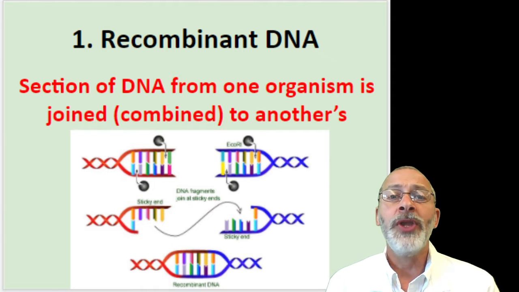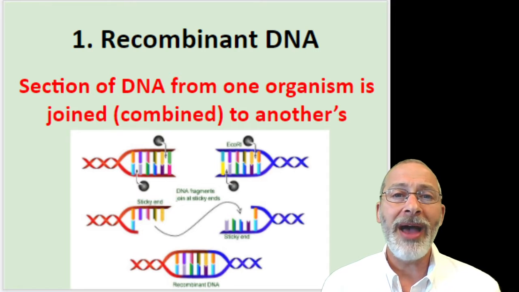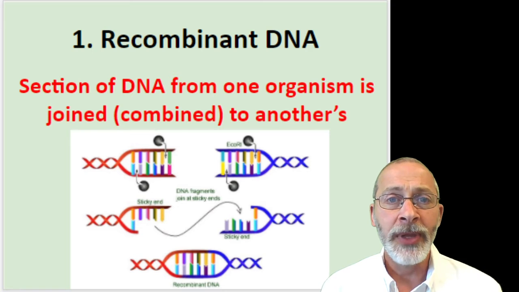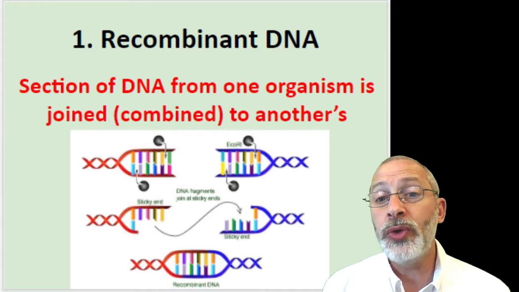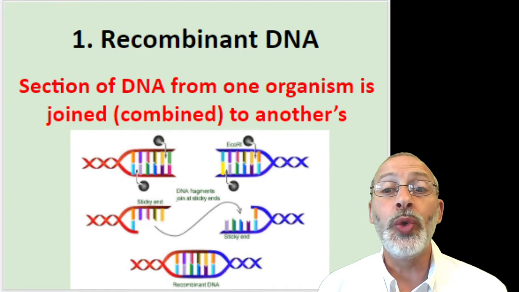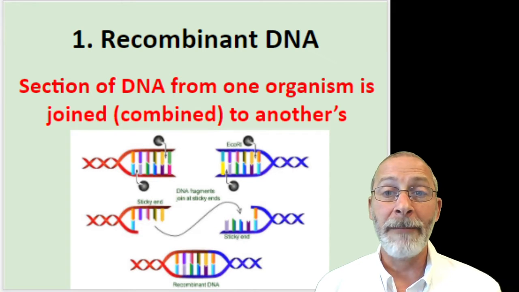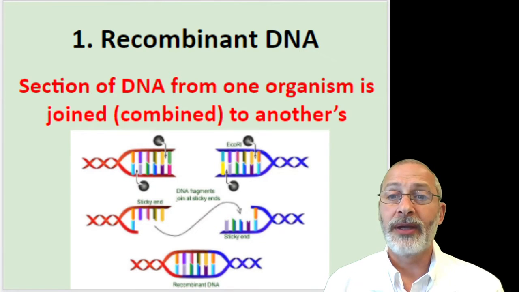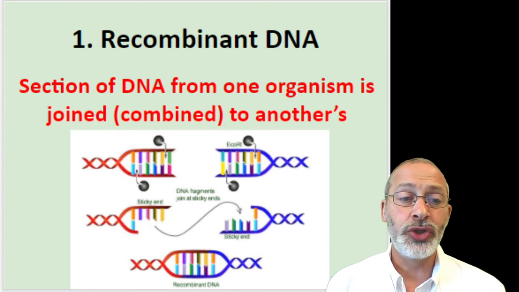Number 1 is recombinant DNA. And when we talk about recombinant DNA, we're talking about having a section of DNA from one organism joined or combined to another organism's DNA. Recombinant kind of sounds like recombination, combining or joining DNA or a section of DNA from one organism into another.